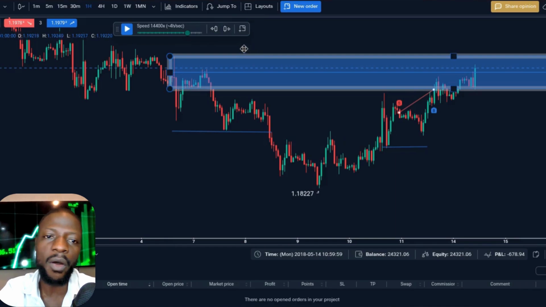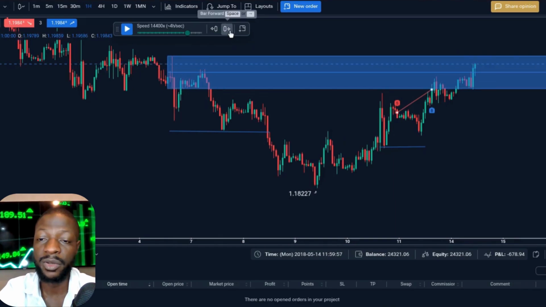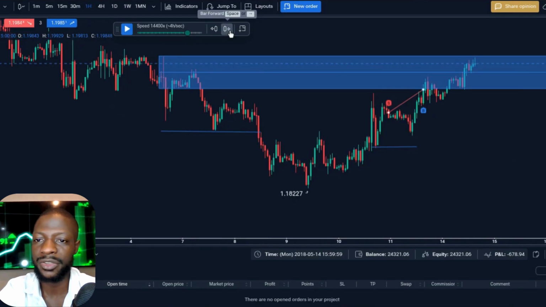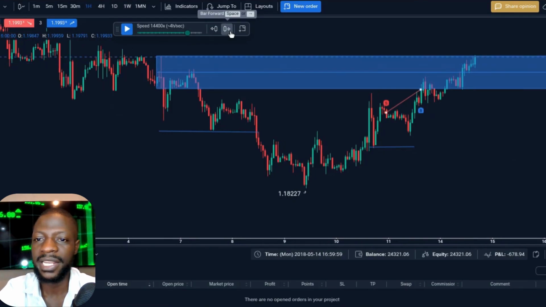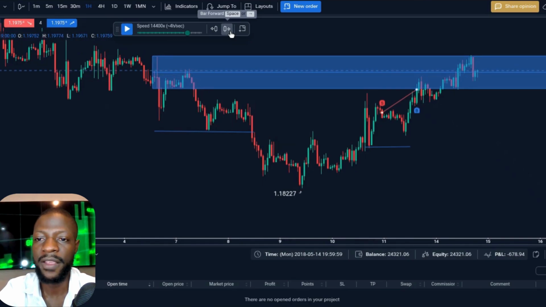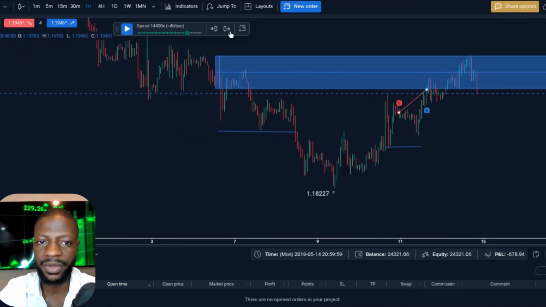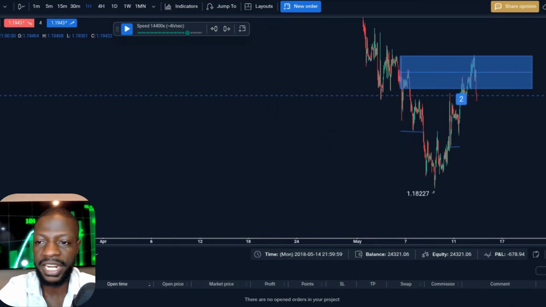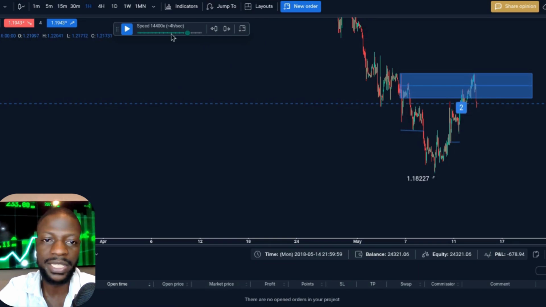Okay, you see, always be patient with your entries, because you can just enter randomly and then the market just takes you out. So it seems the market doesn't want to push to the downside, sorry, to the upside. So we've reacted nicely. Okay, then one move. Nice. So we have our confirmation right here that the market is respecting our zone.